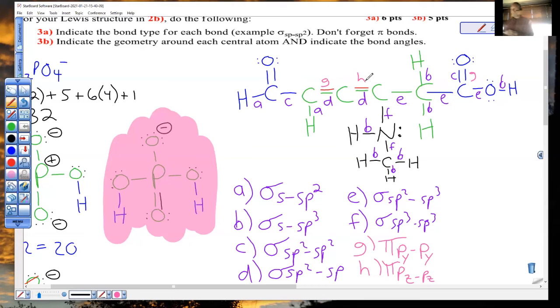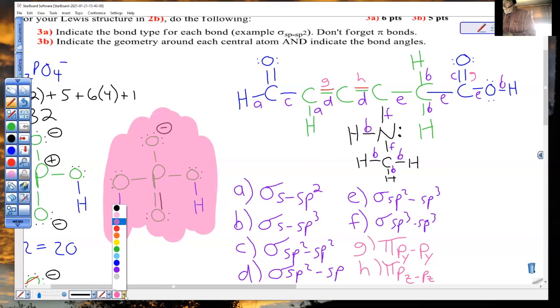Now, central atoms are quite easy to define. I'll tell you what aren't central atoms. These H's are not central. They're on the outside. And these two O's are not central because they're on the outside. They're only bonded to one other atom. But this O is a central atom. It's got more than one thing attached. And we're going to just do all of the labels.